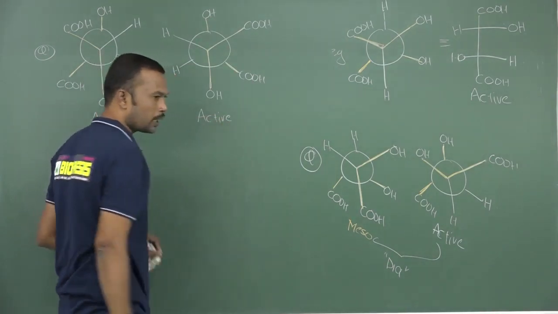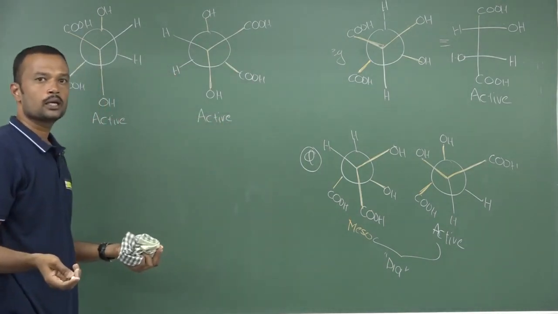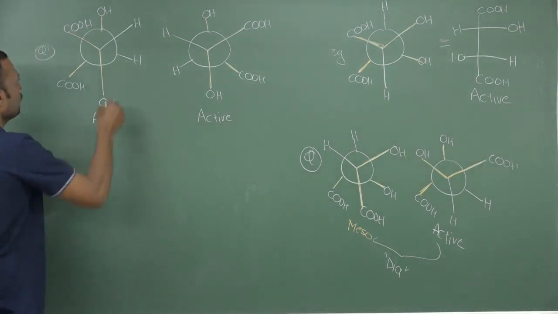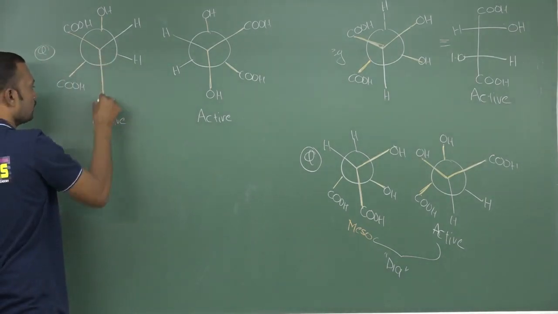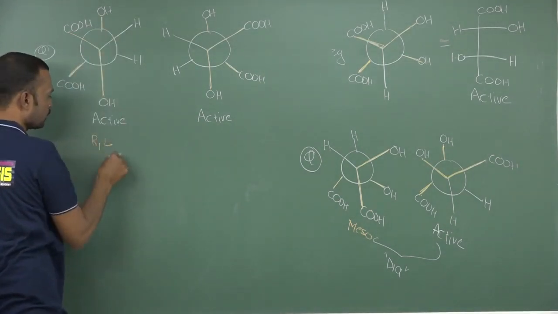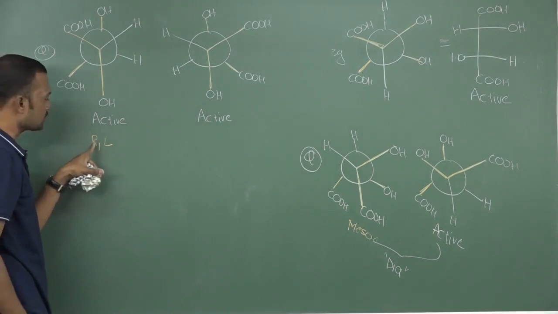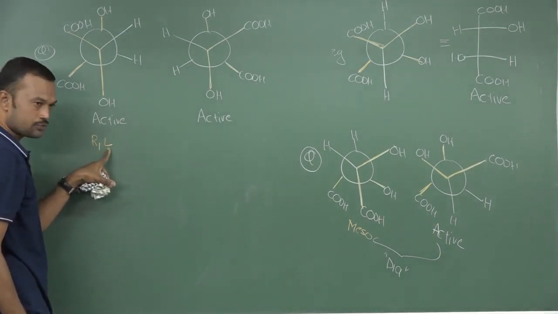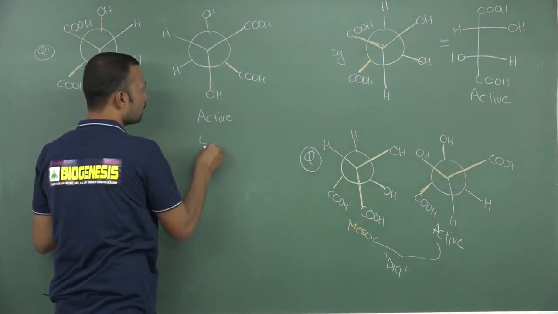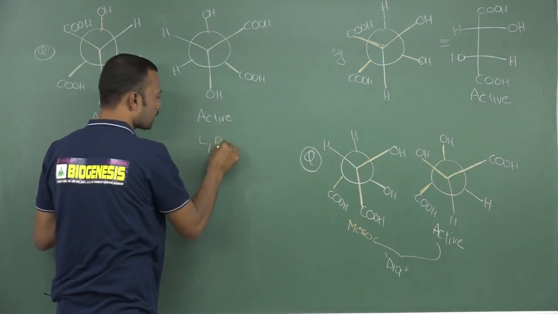Now whenever both are active, maybe homomers, maybe enantiomers. Why? Because see, front carbon OH is right side, first is right side. Now rear carbon OH is left side. Okay, this is left side. Now here front carbon OH is left side. Now here rear carbon OH is right side.